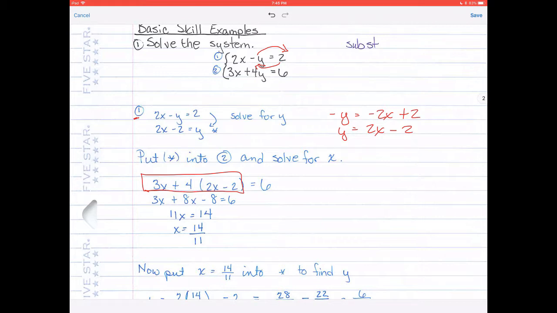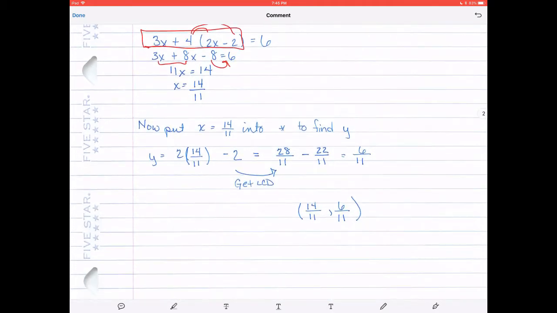Now, after I substitute it in, I'm going to distribute the 4. Then I combine like terms, and I move the 8 to the other side. Then I divide both sides by 11. Then I'm going to put the 14 into the y equals 2x minus 2 for x.